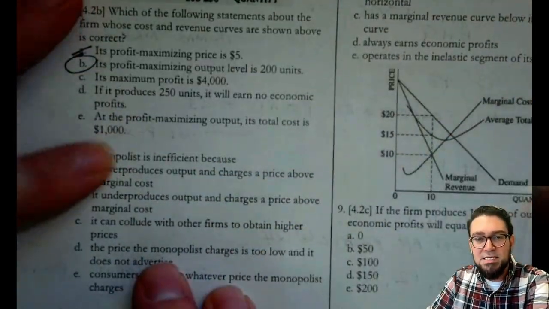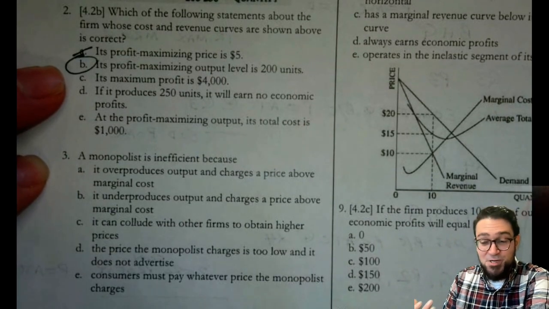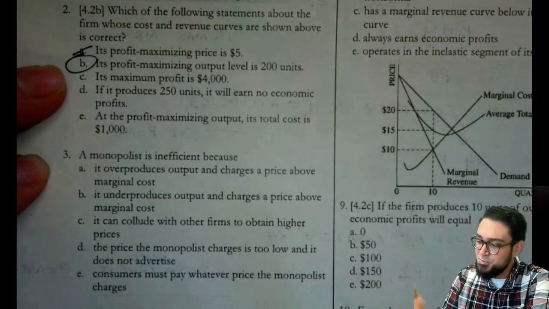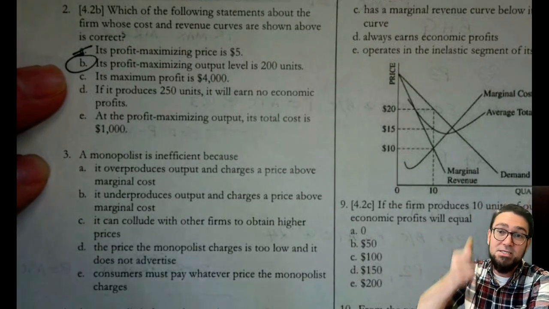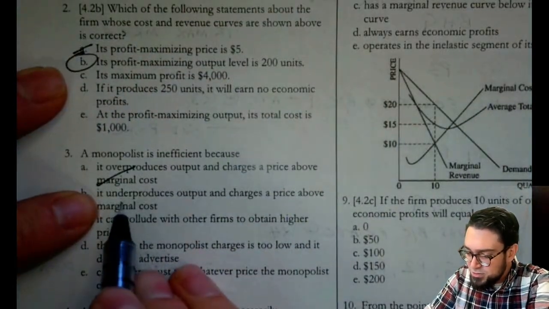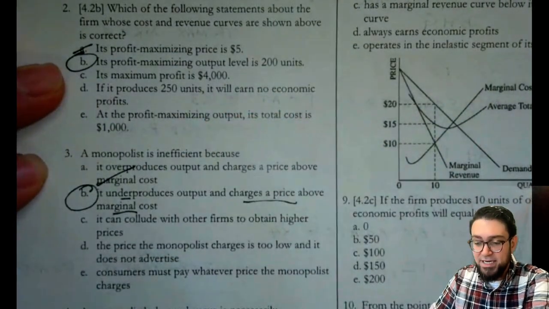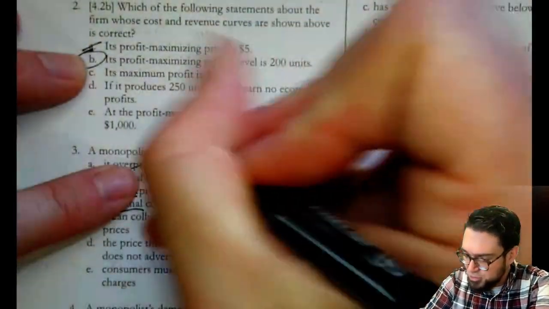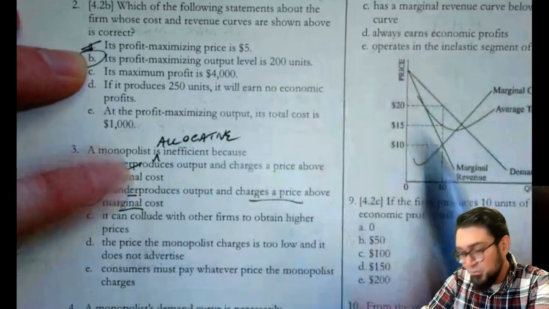Number 3, a monopolist is inefficient because, well, as we talked about in one of these lectures, I know at least one of them we did, probably all of them, they underproduce, right? They don't produce enough to be socially optimal. And as a result of underproducing, they also overcharge. So they don't overproduce, that one's not right. It underproduces and charges a price above the marginal cost. B is our right answer here. That's why they're allocatively inefficient, right?